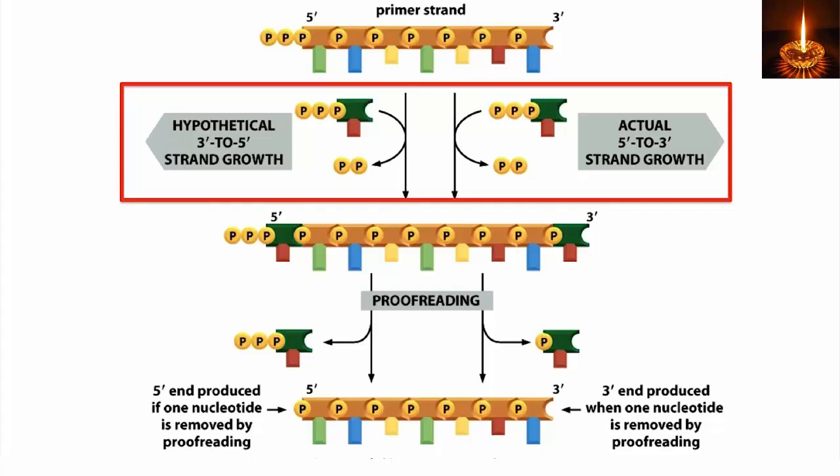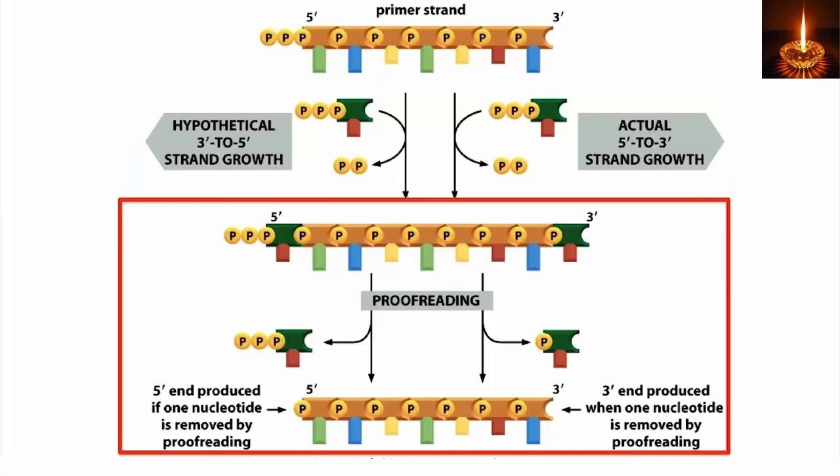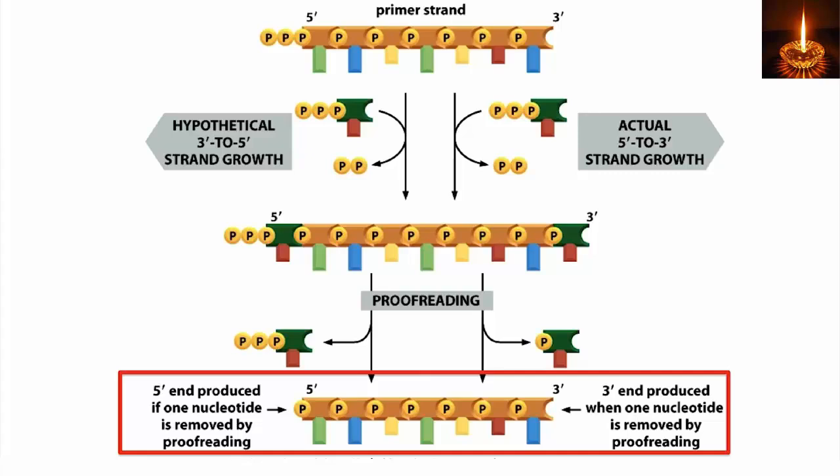But now let's look at the proofreading process. If an error is made, the nucleotide is removed by the 3' to 5' exonuclease activity of polymerase. The difference is that on the left, nucleoside triphosphate is removed, and on the right, nucleoside monophosphate is removed. This leaves a 5' monophosphate on the left and a 3' hydroxyl on the right.